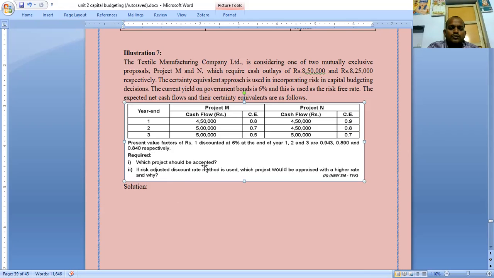Which project should be accepted? First one. Second one. If the risk adjusted discount rate method is used, which project would be appraised with the higher rate and why?